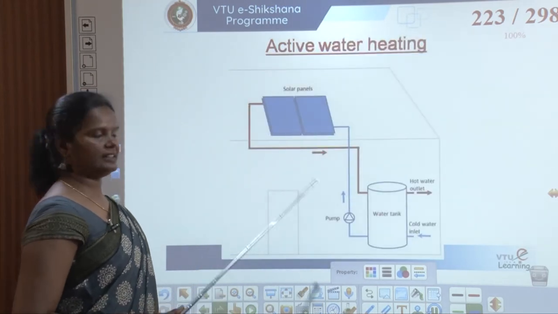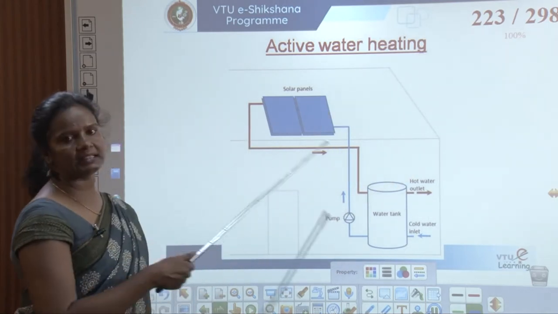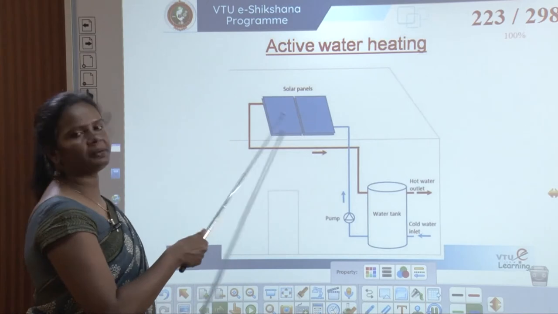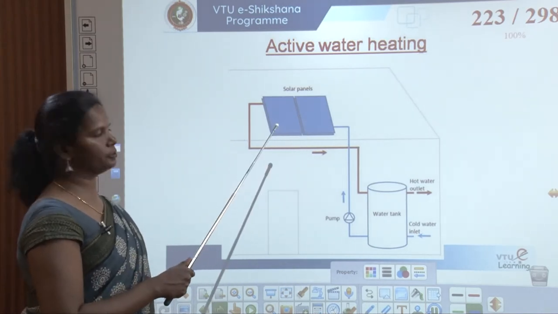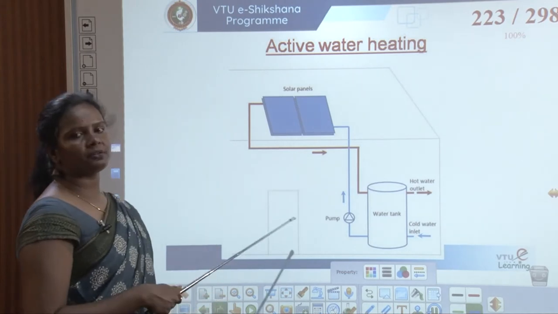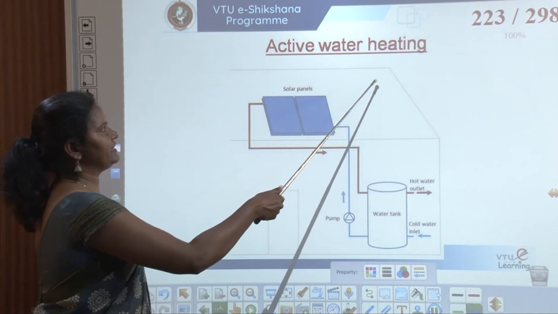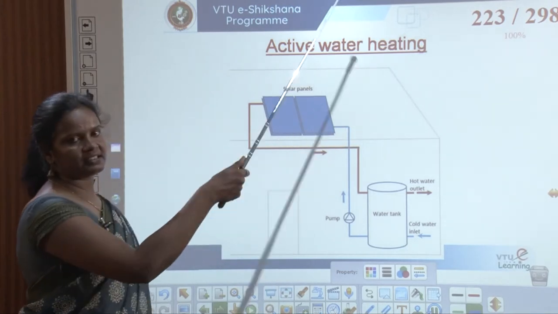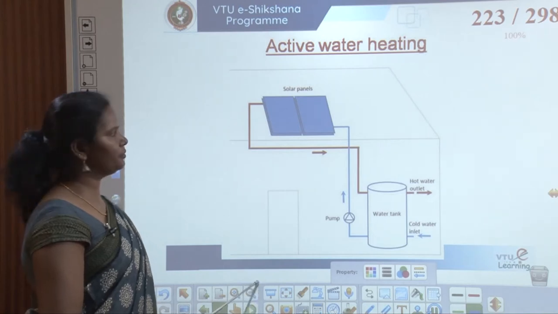Here we can see an example where this building has a sloped roof. The solar panels are placed on the surface of the sloped roof, so there is no easy provision of putting a water tank on the top. If required, it can be put on top with an extra support. But if there is no such provision, this could be the method which could be used.